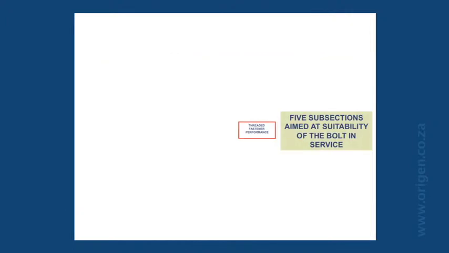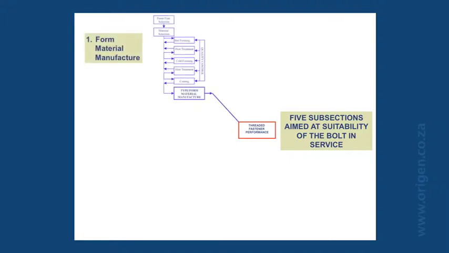The full course is made up of 5 main subsections that are aimed at ensuring the suitability of the bolt in service. The first subsection is about form and material. In this subsection, we will touch on various material aspects, how fasteners are manufactured, thread forms, and property standards.